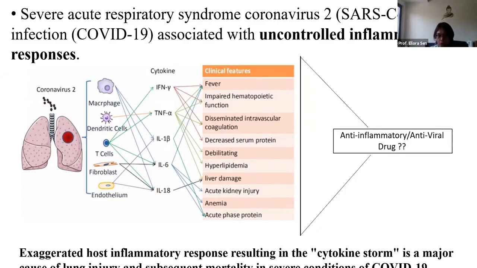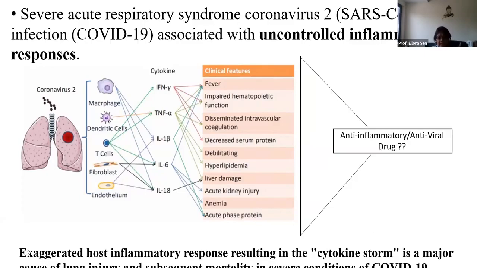And as you are all aware, COVID is associated with uncontrolled inflammatory responses, and these are the clinical features, ranging from fever to acute phase proteins, acute kidney injury, elevated and decreased serum proteins, and every other day somebody is coming up with newly, previously unknown characteristics of this disease.